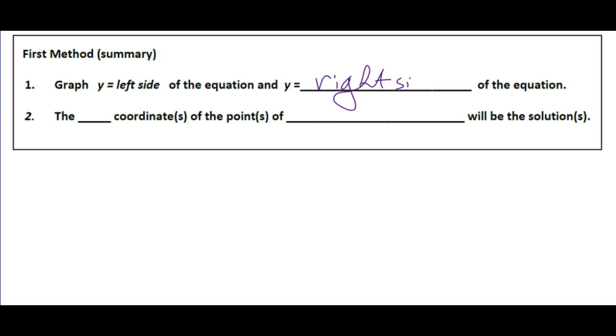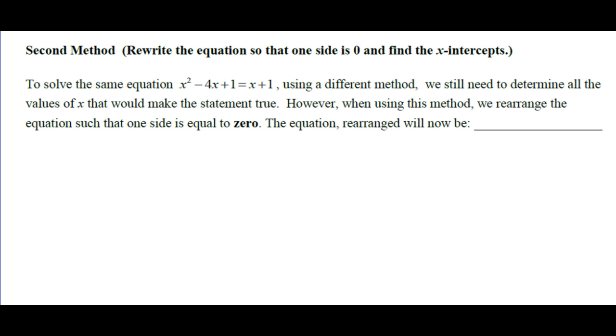So left side, right side. The x coordinates of the points of intersection. Okay, very important. We don't care about the y value because the y value is the same. We care about the x value. What x value? Second method.